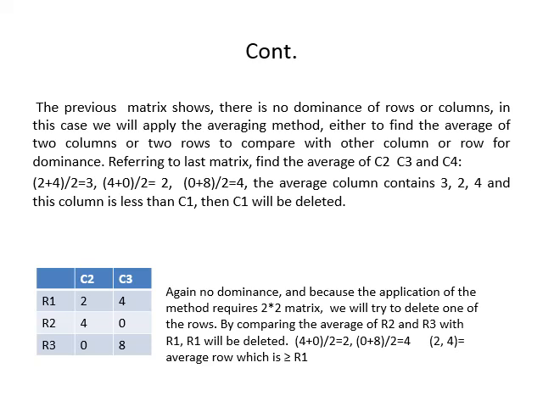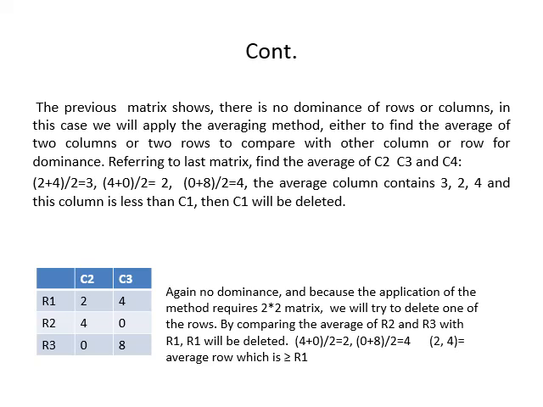Okay, referring to the last matrix, the average of C2, C3 and C4 is: C2 is 2 plus 4 over 2 equals 3, 4 plus 0 over 2 equal 2, and 0 plus 8 over 2 equal 4. 3, 2 and 4 is known as the values of the average column.